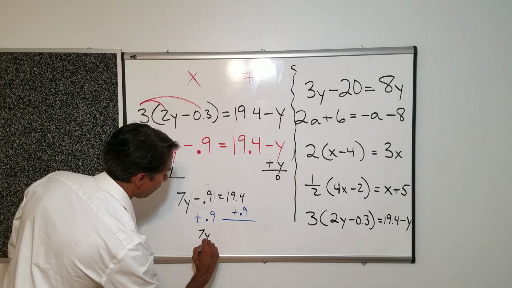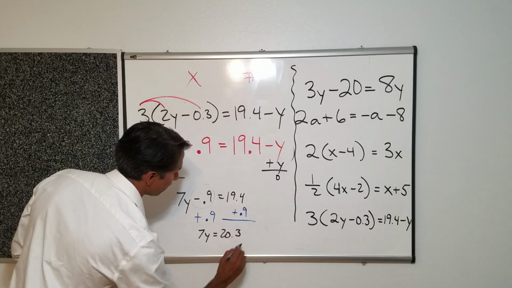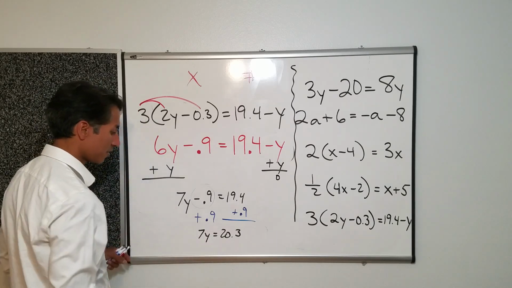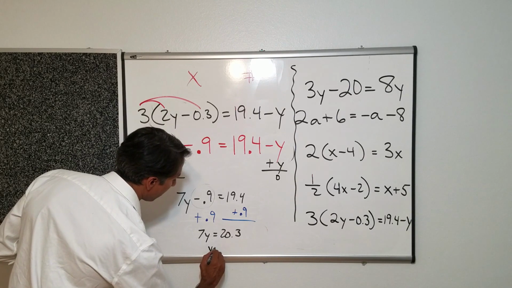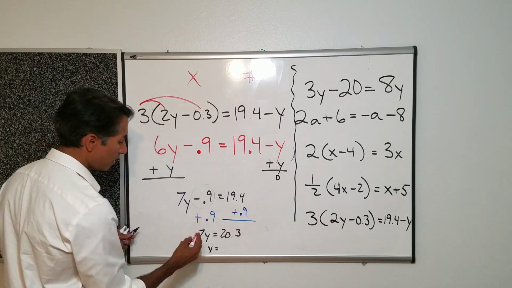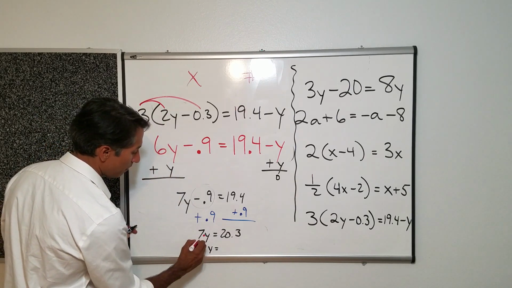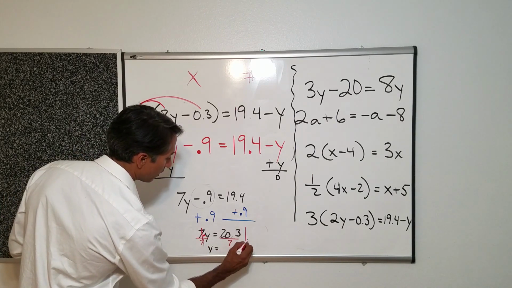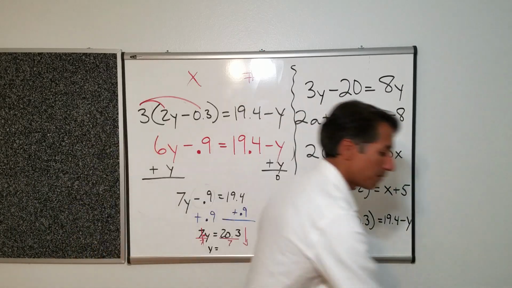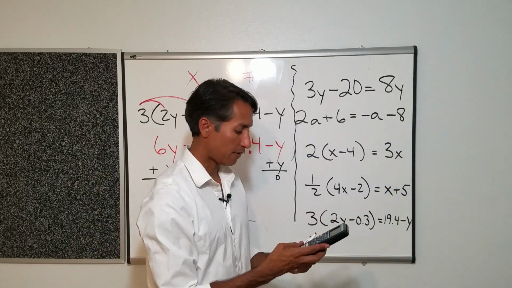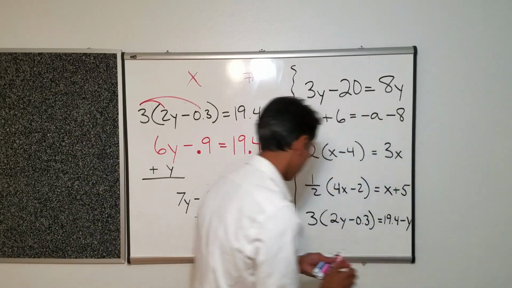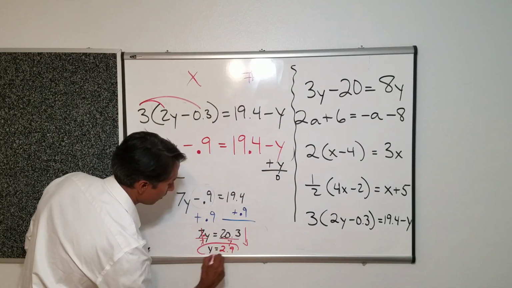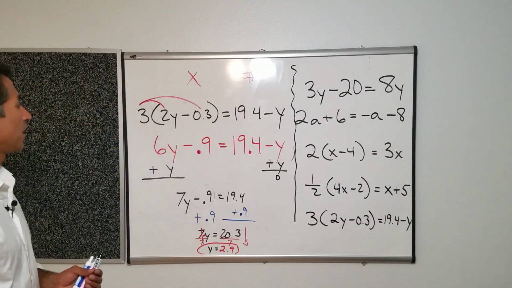So 7y equals 20.3. Now 7 times 3 is 21, so I know this answer is going to be some decimal. So y equals, just a reminder, 7 times y means I would divide this side by 7 and divide this side by 7. 20.3 divided by 7 is 2.9. Okay, so that would be my final answer.